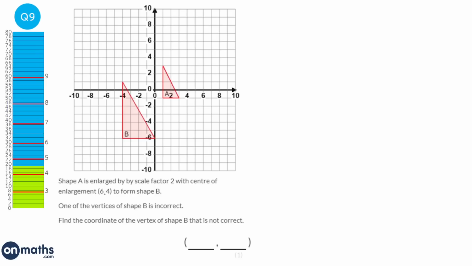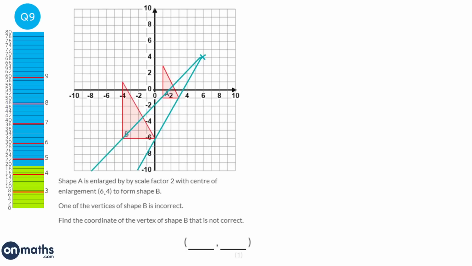So in this question we are told that the centre of enlargement is at 6, 4. So let's just put a cross there. And what I'm going to do is just draw ray lines from the centre of enlargement, and we're going to go through each of the corners of our shape A. And we're going to check whether it goes through the corner of shape B, which it does on this one. Let's just keep going.